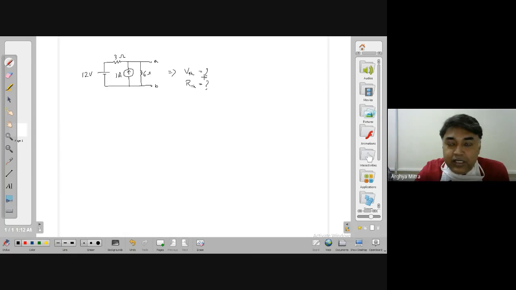VTH, as per the definition, we know that it's the open circuit voltage across the terminal, right? So we need to find the voltage at VA with respect to VB. And RTH is the internal resistance of the network with all sources set to 0. But when we say all sources set to 0, it's only talking about the independent sources.